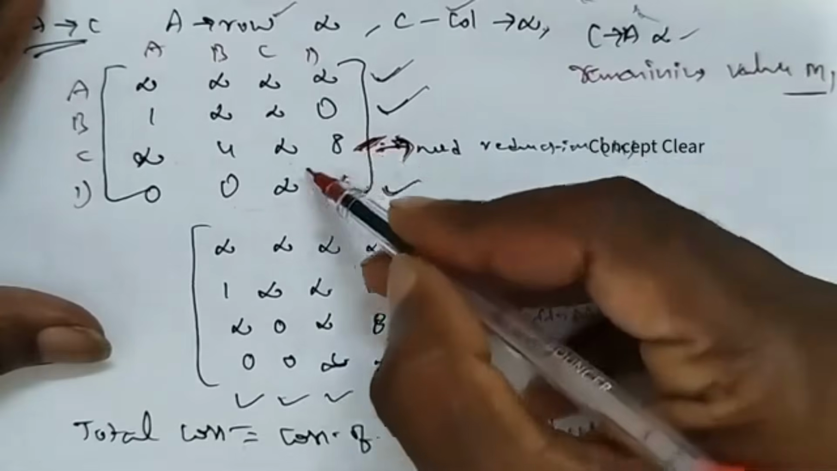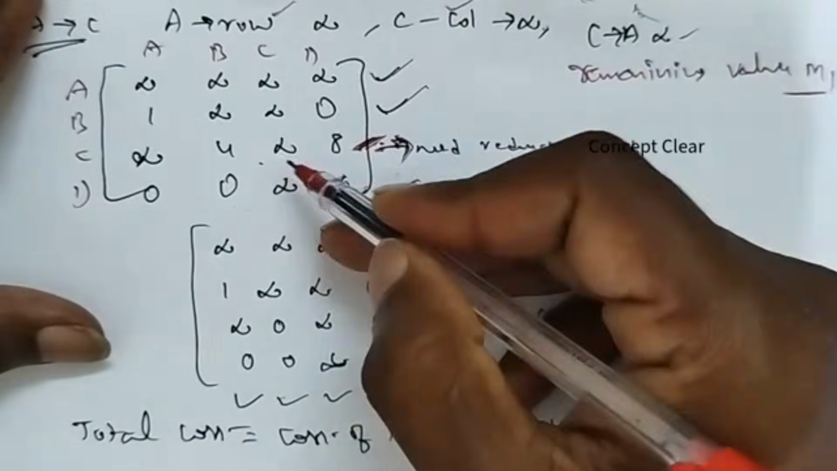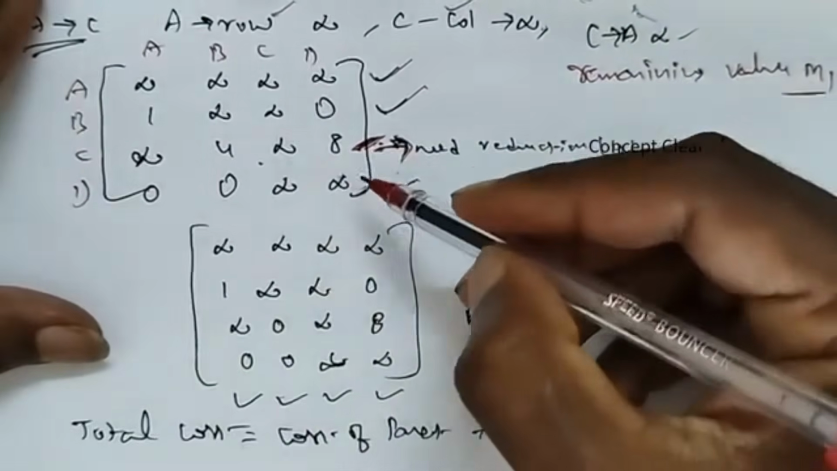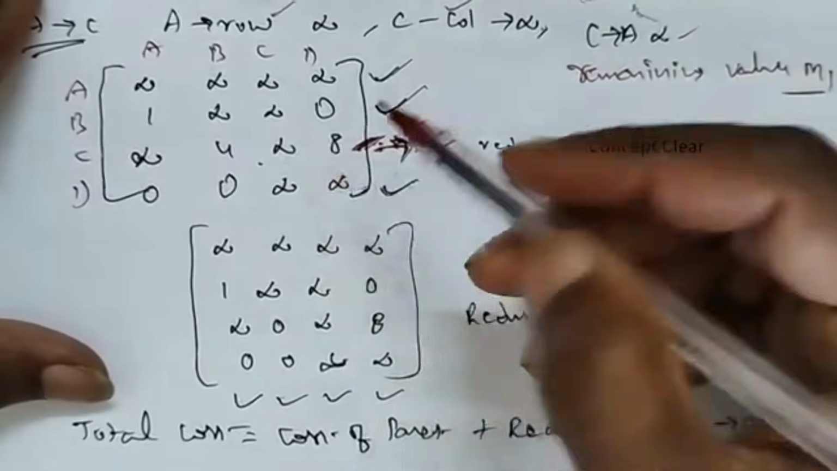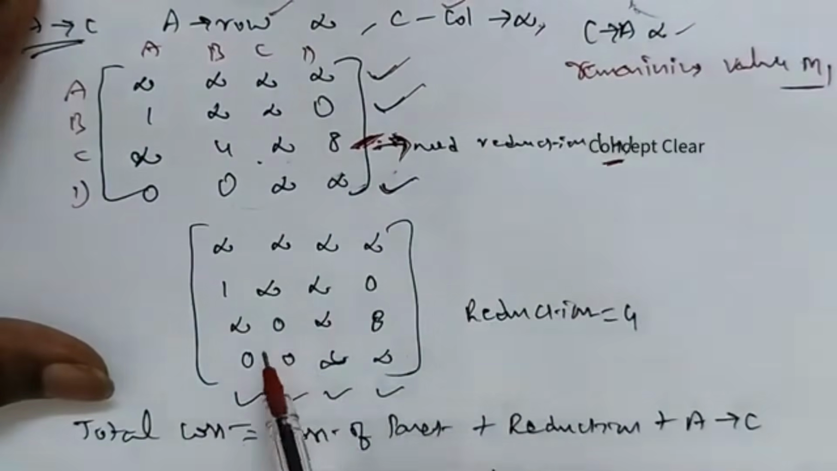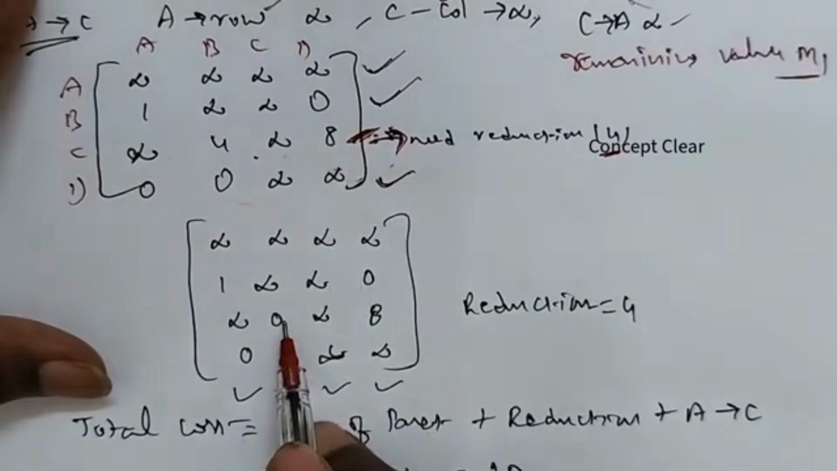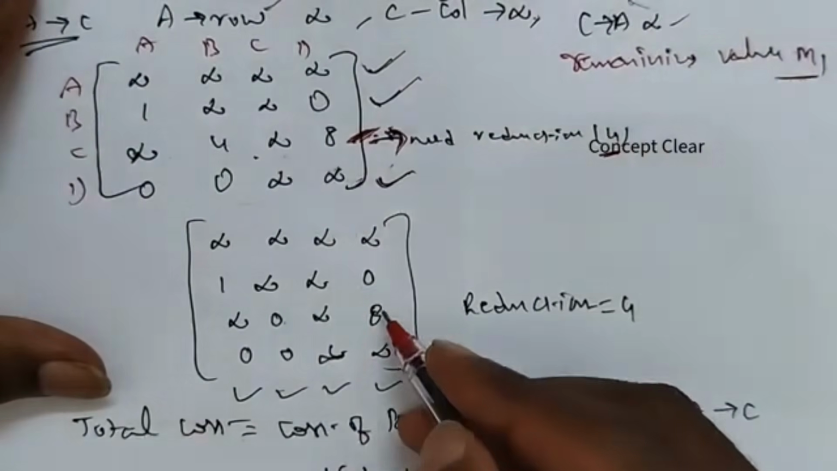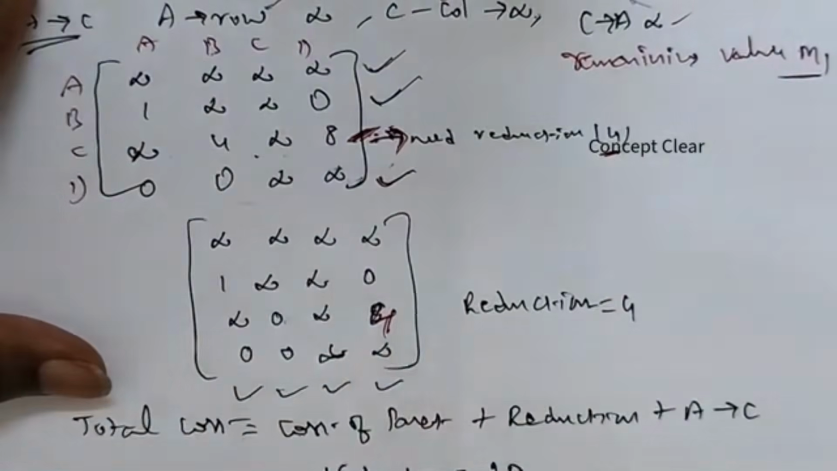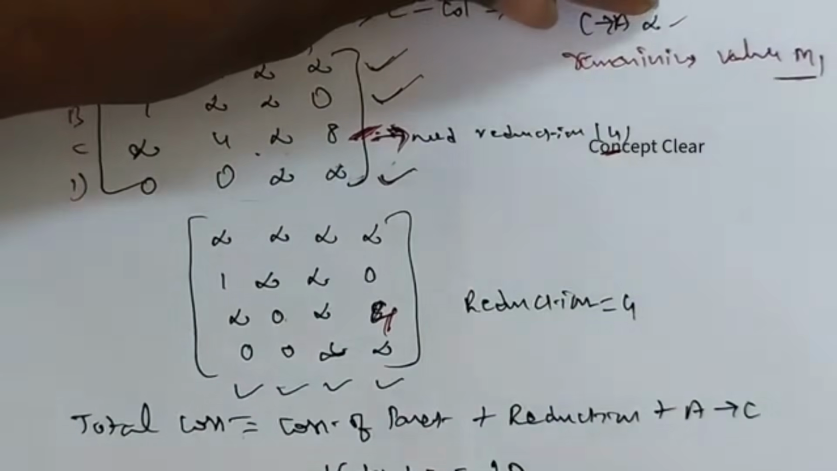Okay, what is the least value to perform the reduction? The least value is 4. With 4 we have to do reduction. Okay, after reduction, in the place of 4 and 8 we are getting minus 4, meaning 0, and it is 4. It is the 4th.